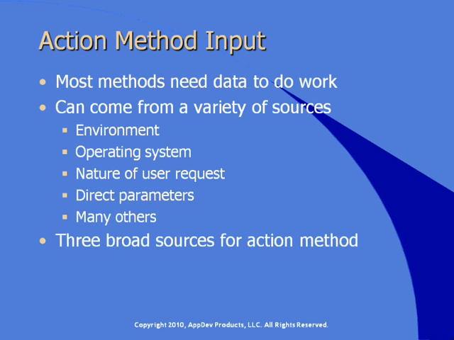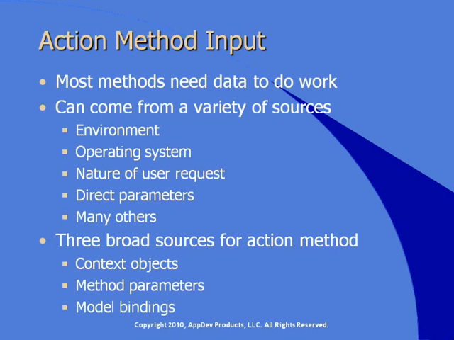What we're going to do now is talk about three broad sources of input for action methods, going from low-level to higher-level sources. We're going to talk about context objects, parameters, and finally model bindings. An action method will typically use just one of these sources, although it's certainly possible to mix and match them as you need in order for the method to do its work.